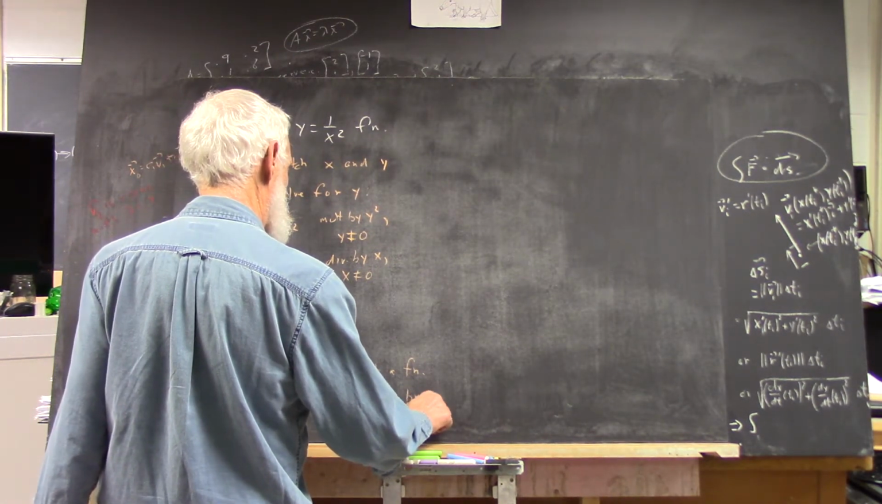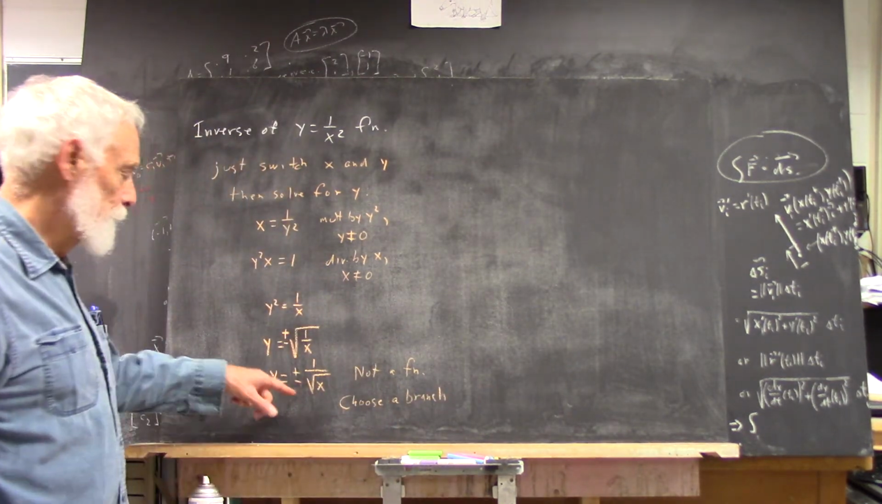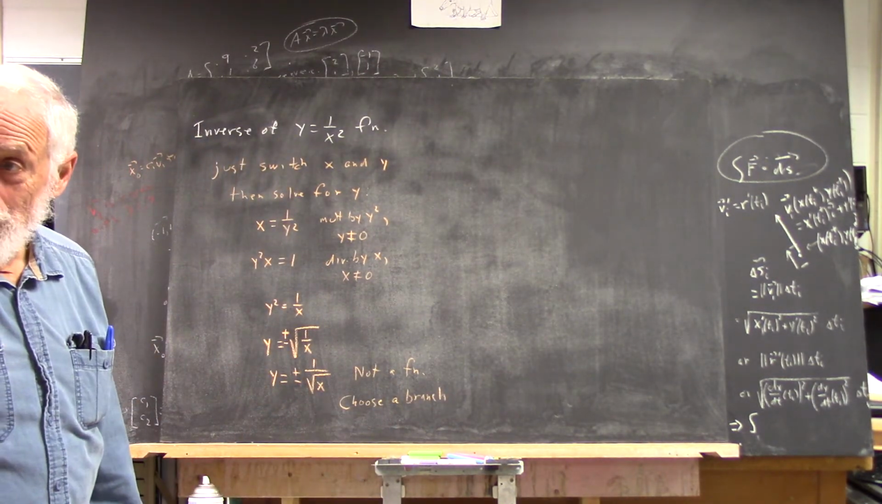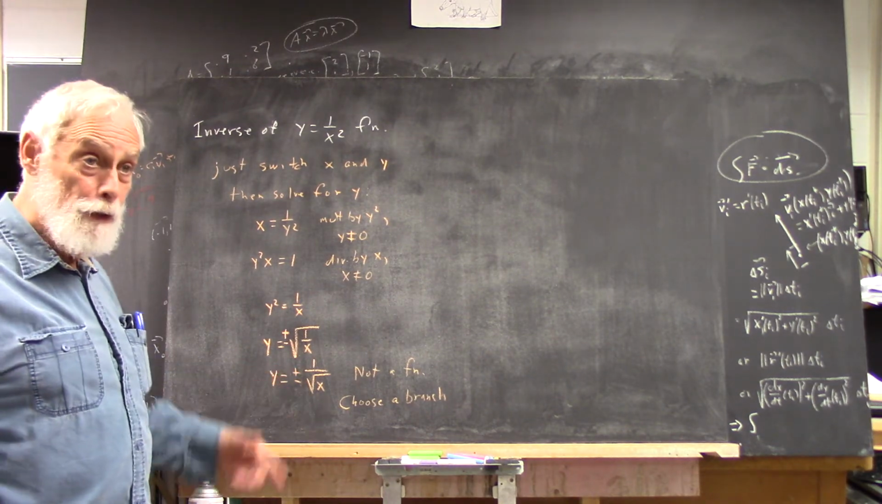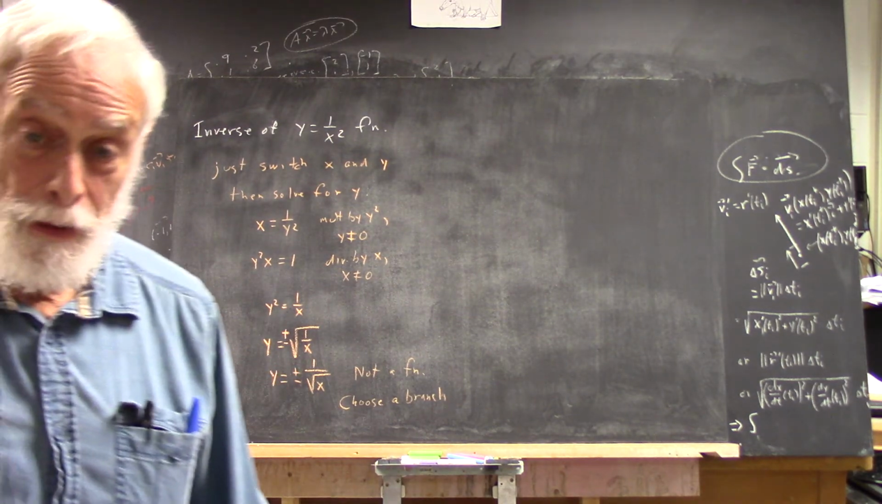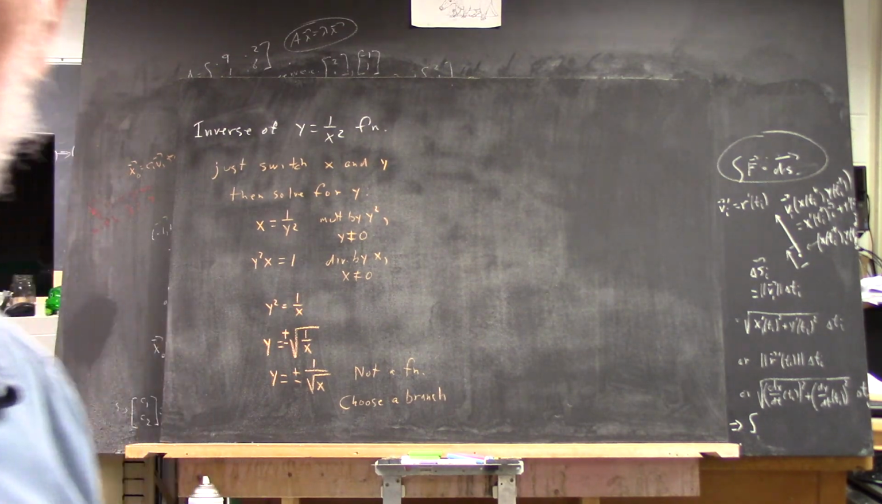And I'll just say, well, you choose a branch of this function, of this relation. Like you could choose the positive or the negative branch. Okay, well, I could say more about that, but let me write down that thing David just asked about.